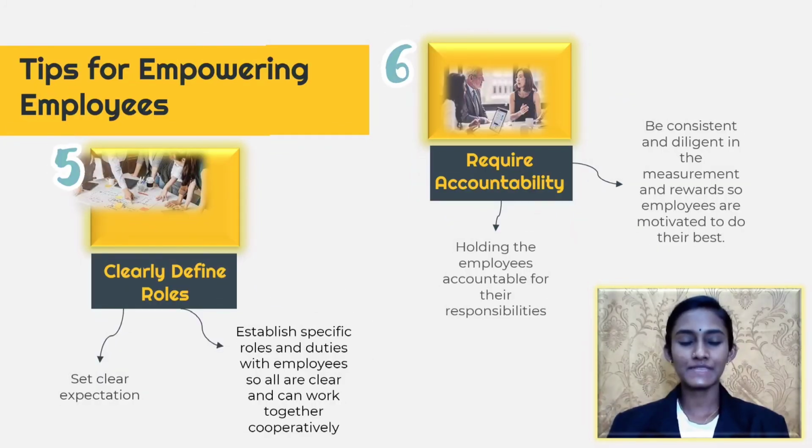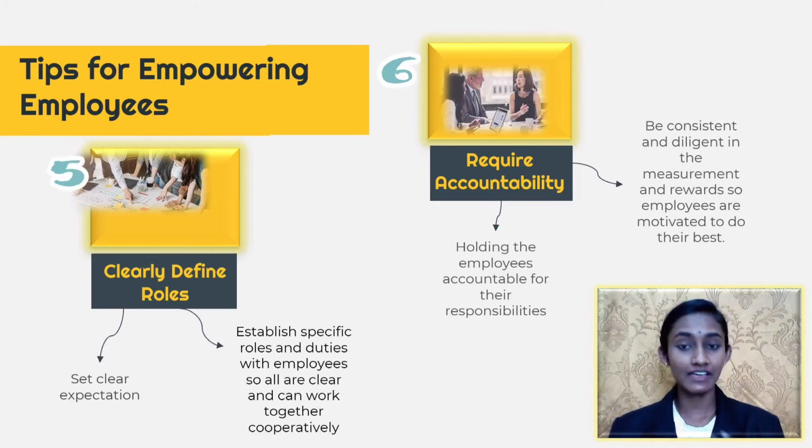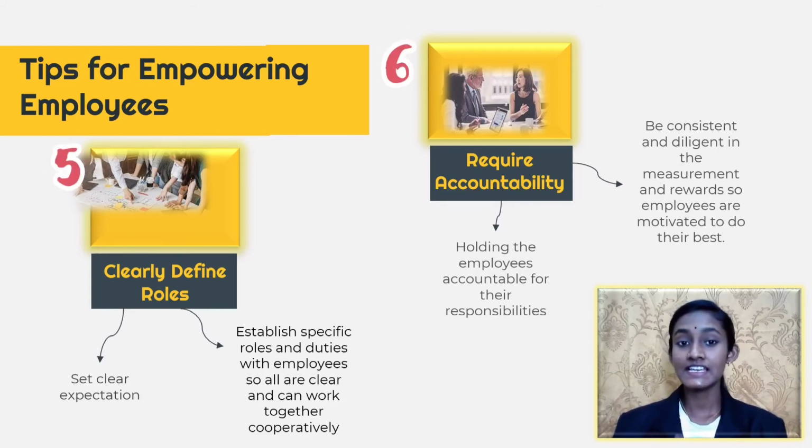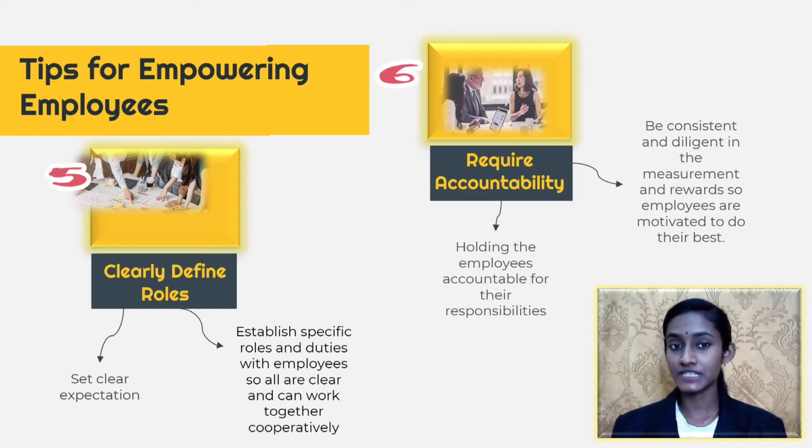The fifth tip is clearly defined roles. The leader should define the boundaries and roles within which their employee is free to act, because people who don't know what they are supposed to do cannot do their duties very well. Therefore, by setting clear expectations, leaders give their employees permission to make decisions while ensuring the decisions are in line with the company goals. Next, the leader should also establish specific roles and responsibilities with employees so all are clear and can work together cooperatively.